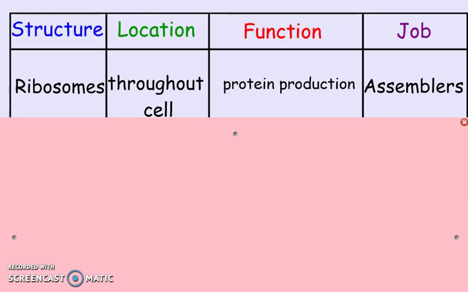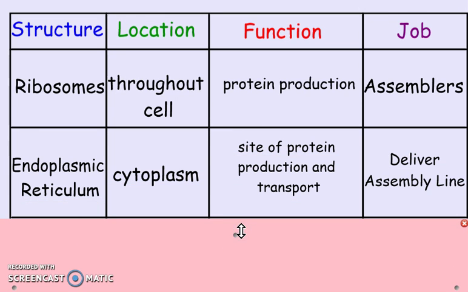We also have ribosomes. These are tiny little, they're almost little spherical objects. They're the tiniest organelle that we talk about. And they're all throughout the cell. A lot of them can be found in the endoplasmic reticulum, which we will talk about later. And their job is protein production. So they're kind of like assemblers. They're going to make that protein, kind of put it together for the cell so that it has energy.